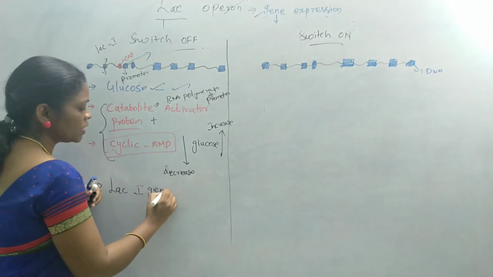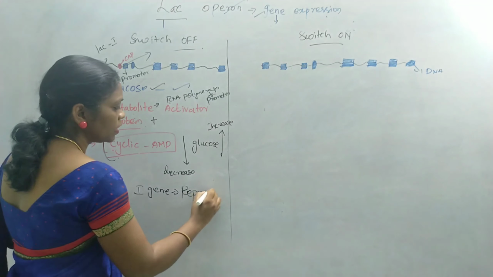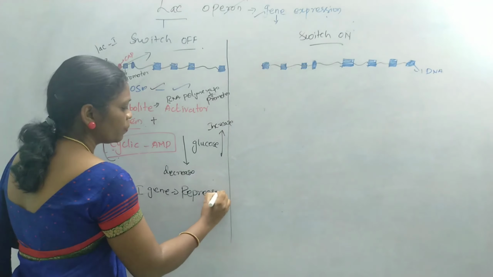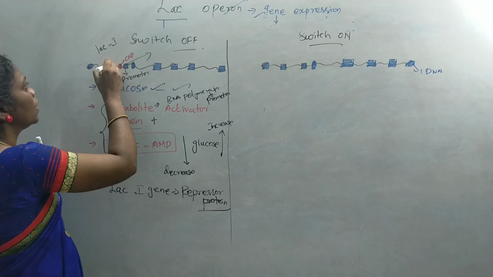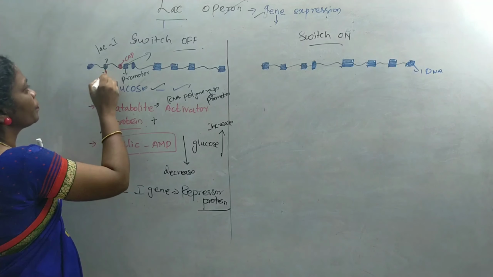The LAC-I gene will produce the repressor protein. This repressor protein will bind with the operator region. Remember, imagine this LAC-I gene which produces the repressor protein. When this repressor protein goes and binds with the operator gene, the process will not occur. So further transcription will not start. When the repressor protein binds with the operator region, it will not allow the RNA polymerase enzyme to bind with the promoter sequence.